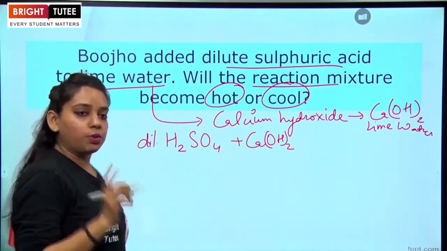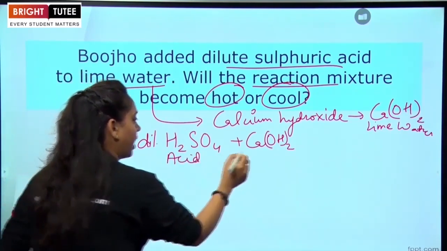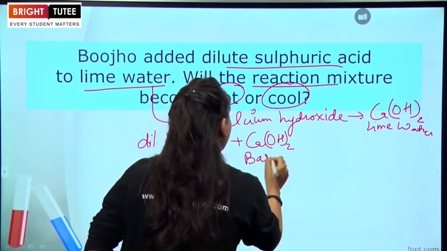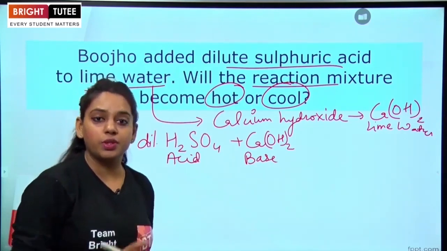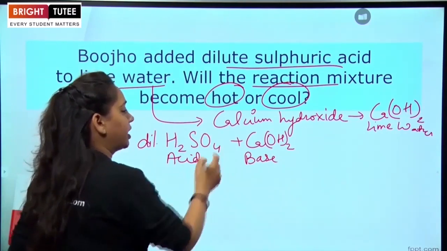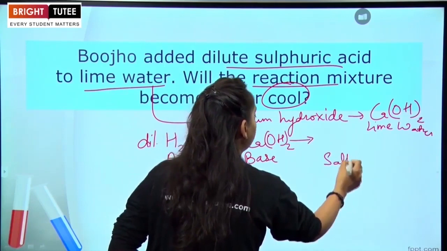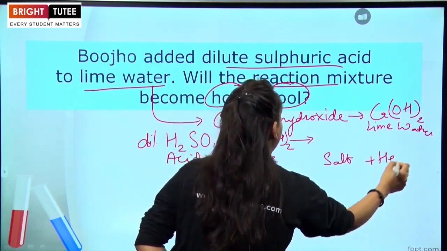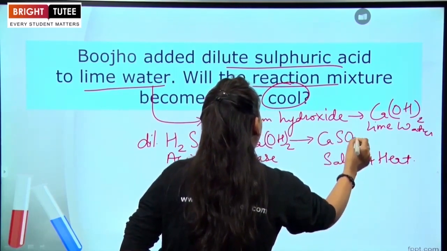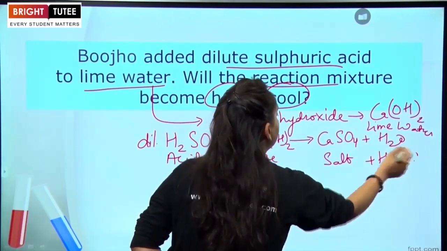And children, you have to observe that dilute sulfuric acid is acid, whereas calcium hydroxide, that is lime water, is basic in nature. So what is this reaction all about? This is a neutralization reaction wherein the reaction is between an acid and a base. And what will be the product formed? The product formed will be a salt and heat energy. Okay children, so what will be the salt formed? Salt formed will be calcium sulfate and water. Okay children, along with heat.